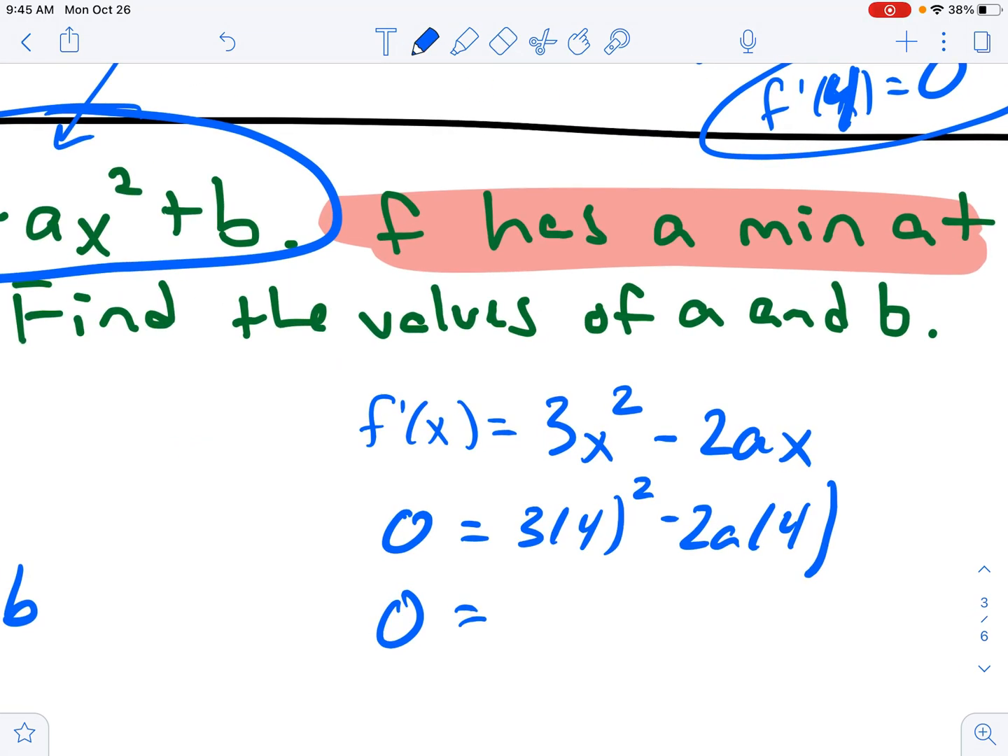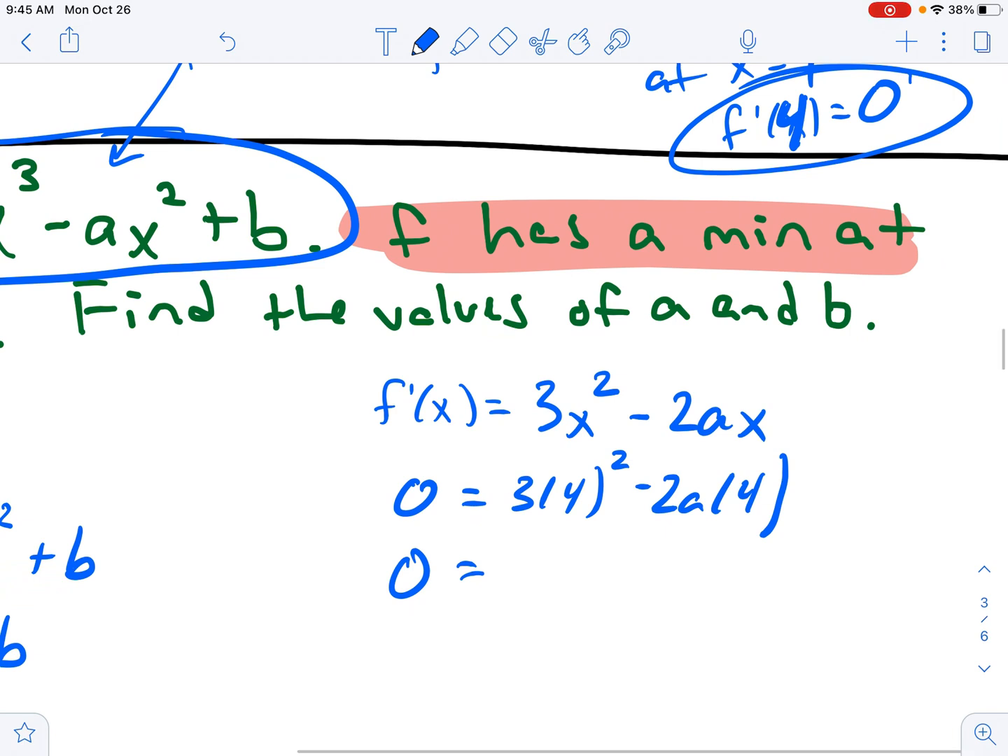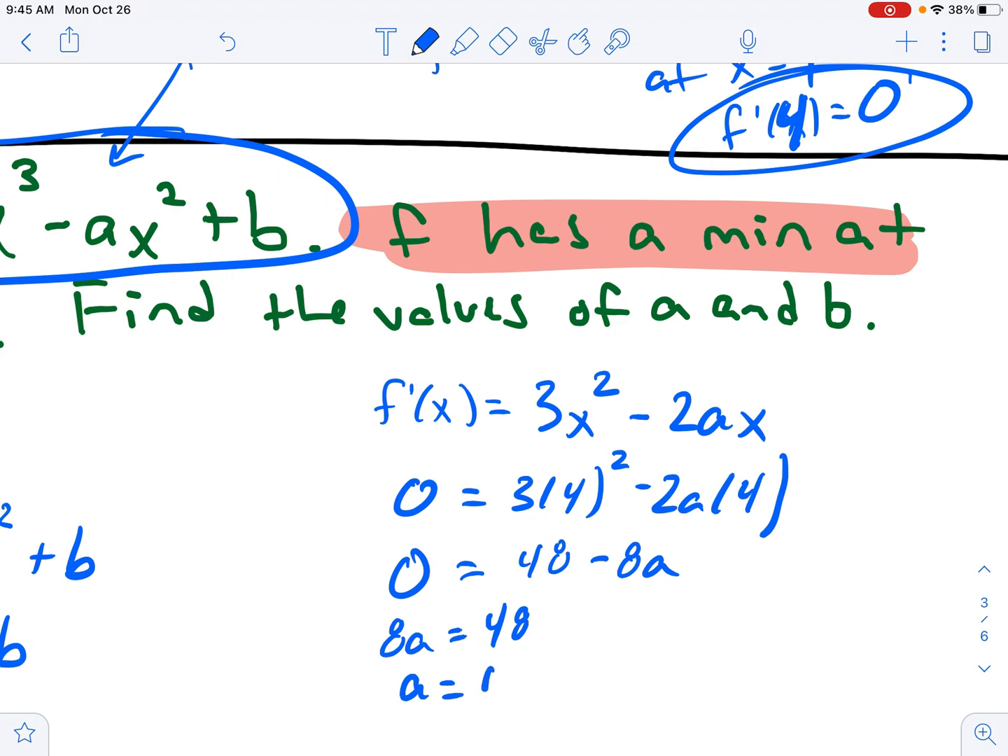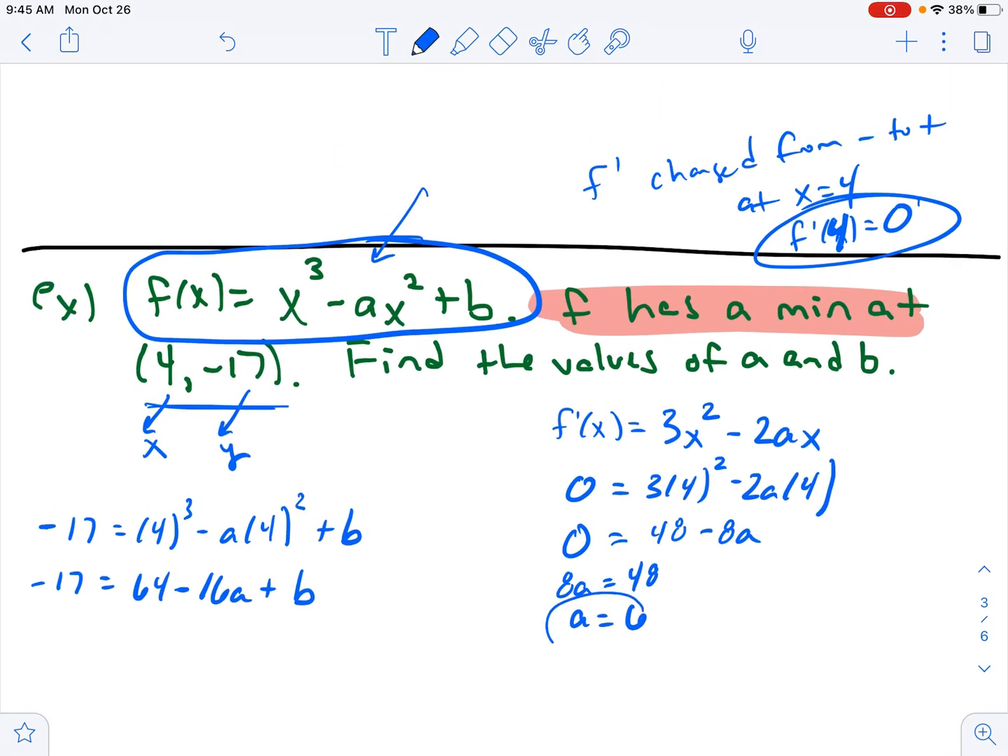All right, so over here, setting the derivative equal to 0, we plugged 4 in for our x value, and we're going to get what here? 48 minus 8a is equal to 0. So I'll add the 8a over, and we get a nice value back for a here. It looks like a is 6. Okay, so now that we know a is 6, we can come back and solve for b in this equation.